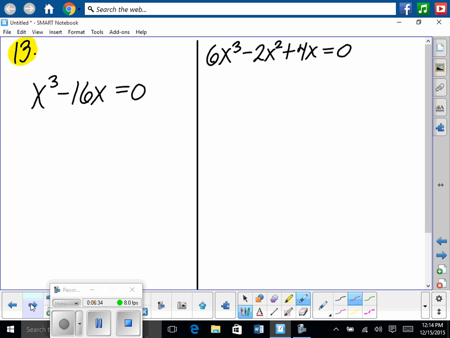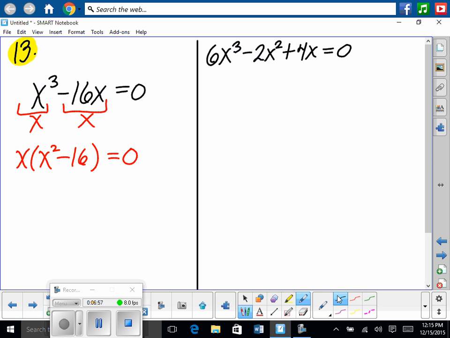On number 13, it says find all the imaginary solutions. We already did the first one together using our u substitution. So I'm just going to start with x cubed minus 16x is equal to 0. So first of all, in this term and in this term, there's an x in common. I'm going to factor out an x. When you factor out an x, you divide each term by x. That left us with x squared minus 16.